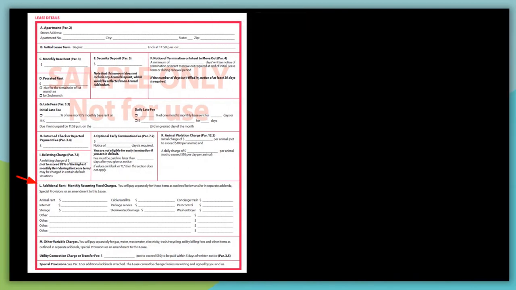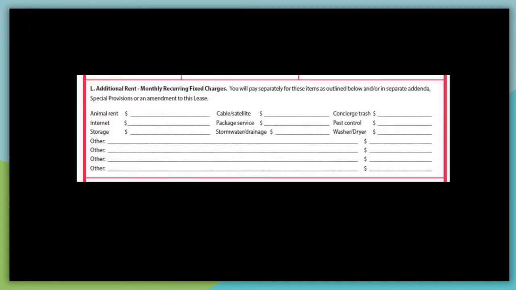Section L will detail additional recurring monthly charges. You will pay these in addition to your base rent, and unless otherwise specified, at the same time as your base rent.